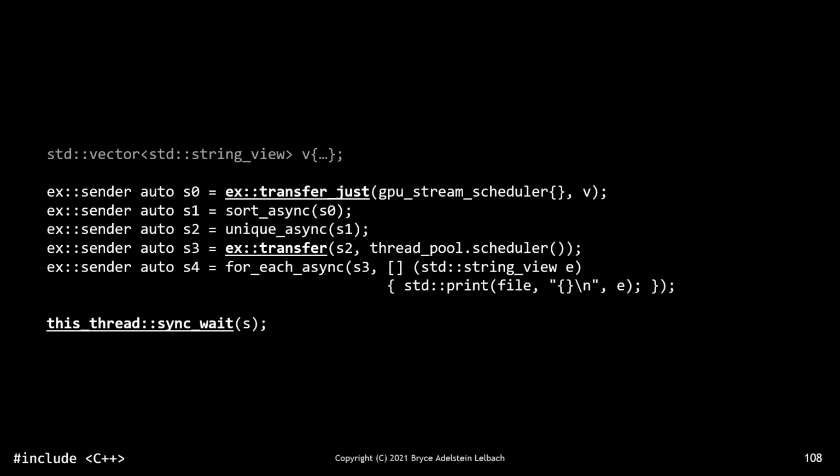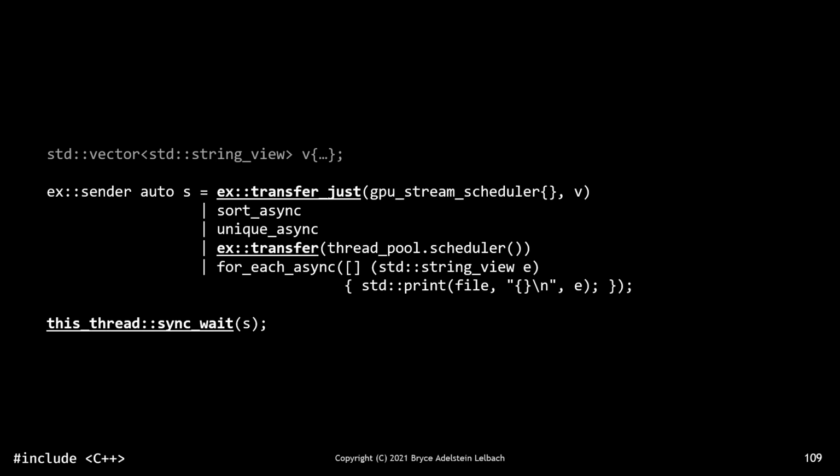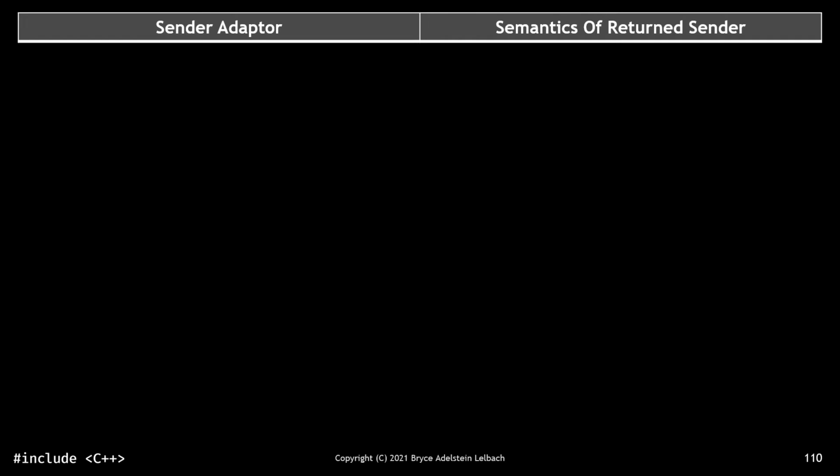Things get a bit clearer when we instead use a temporary variable for each stage of the composition. However, this is error-prone. It's easy to mix up one of those named variables. The pipe syntax gives us a clean way to compose chains of senders in the order that they will be evaluated. Now, let me show you some of the most important sender adapters.